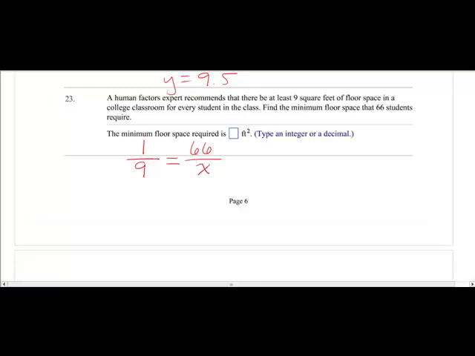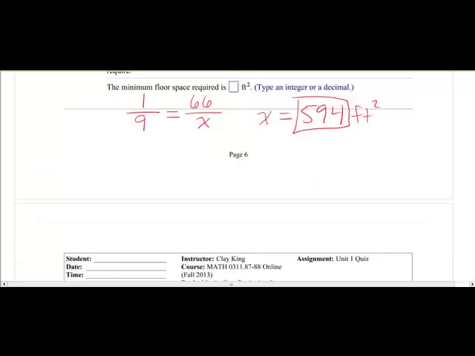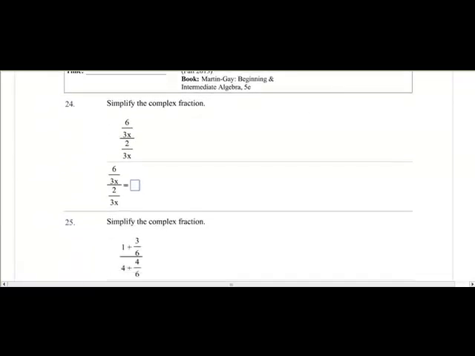But when you cross multiply, that really is what you do, because you do 1 times x is just x, and then 9 times 66 is whatever that is. Let's see, 54, carry the 5, 59, 594. So the answer here would be 594 square feet. Of course, all you had to do was type 594 in the box. Okay, 2 more questions. I'm getting there.